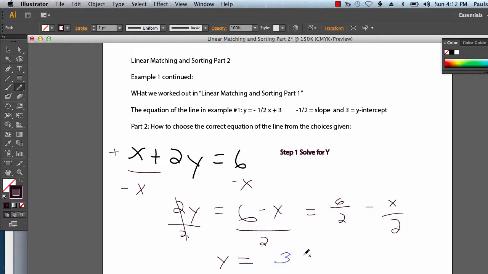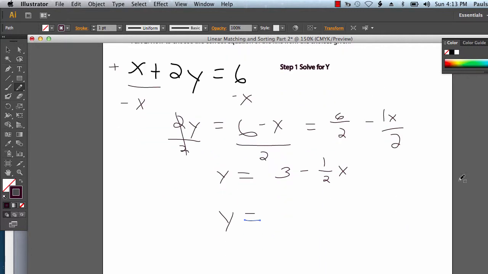And x, that's minus, you can think of this as 1. There's always a 1 in front of an x. It's a 1/2 x. Okay? Because you can always put a 1 in front of any x. And to make it look exactly like what we had, the equation of the line, it's supposed to be y equals negative 1/2 x plus 3. So what we have so far is y equals 3 minus 1/2 x.